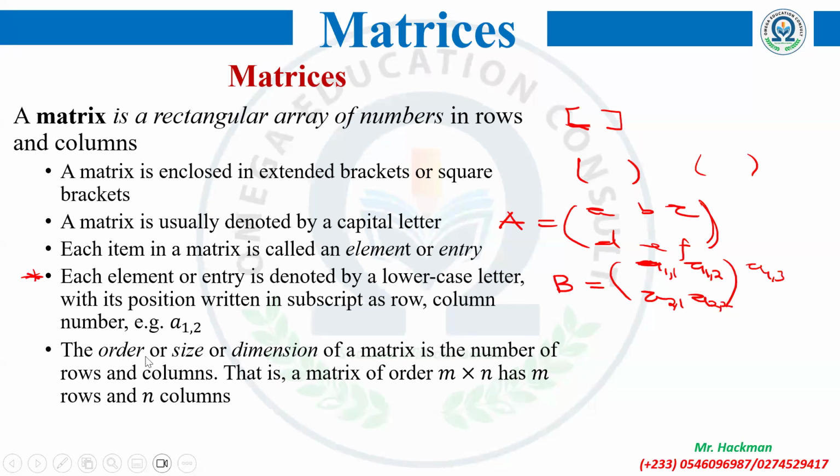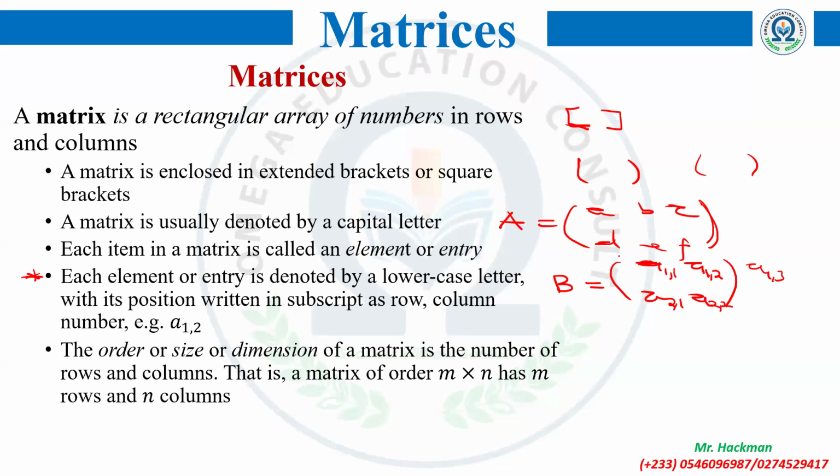The order, size, or dimension of a matrix is the number of rows and columns. In actual fact, we say the number of rows by the number of columns. That is, a matrix of order m by n has m rows, meaning the number of rows in that matrix will be m, and n columns, meaning the number of columns will be n.